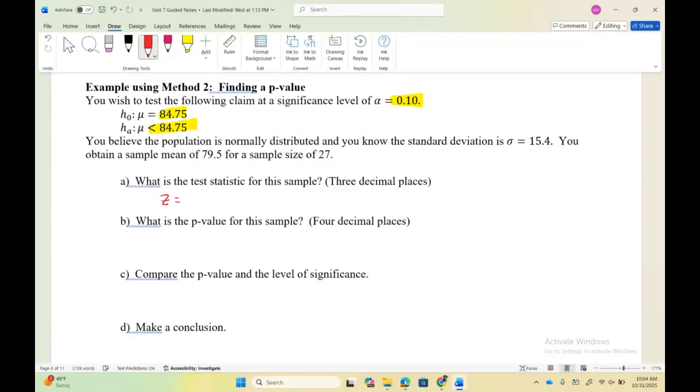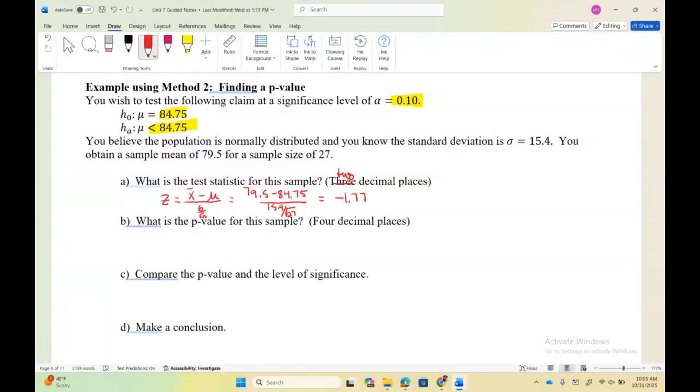The test statistic comes from a formula. All right, so we're going to do the sample mean minus the population mean over the standard deviation divided by the square root of n. Okay, so that is 79.5 minus 84.75. That is getting divided by 15.4 over the square root of 27. All right, so I've got negative 1.77. Again, I'm using 2 decimal places.